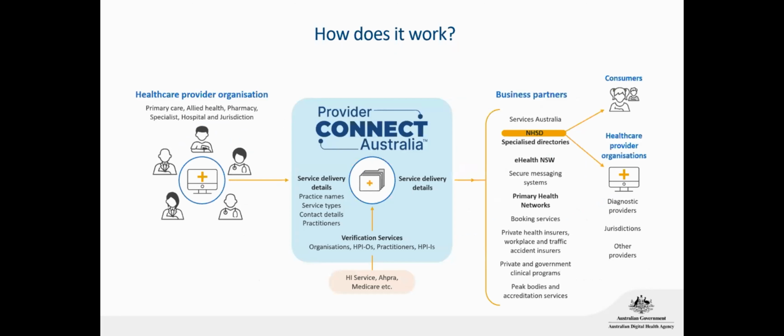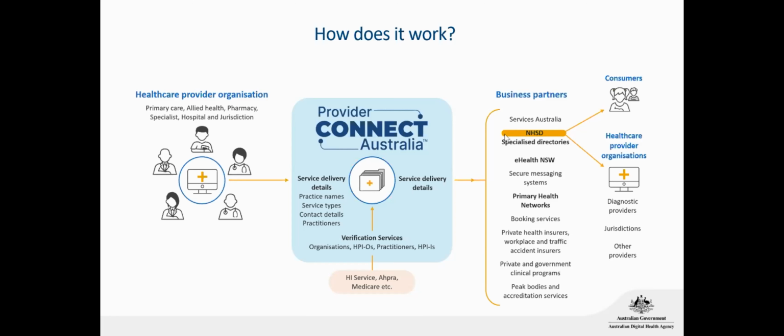It's a secure platform for you as a healthcare provider organization to update. So you would come in as one of these organizations, enter the Provider Connect Australia portal, and update your details in one platform, and then you can choose who to share your information with. On the right hand side, we've got a list of potential business partners that you might choose to publish your information to. As an example, you can share information with the National Health Service Directory.